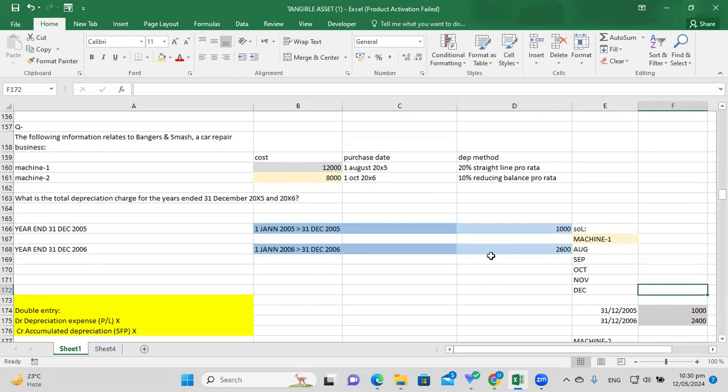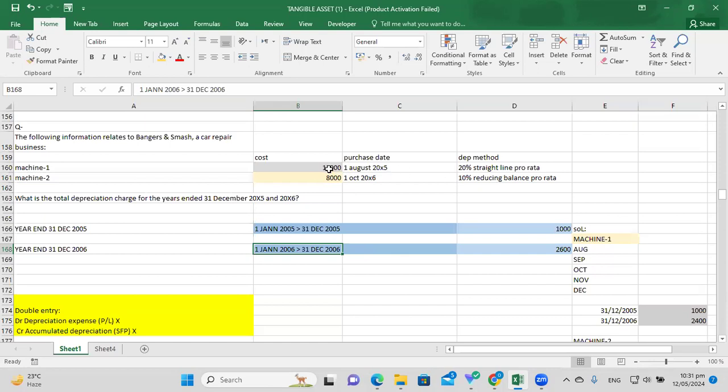Okay, now for the second year, we are calculating for machine one. So now let's calculate the depreciation for machine one for the second year. The second year is 31 December 2006, and our year starts from 1 January 2006 and ends on 31 December 2006. So now we are using machine one for the full year in 2006, because we purchased it in 2005. In 2005, we used it for 5 months, and in 2006, we will use it for the full year.